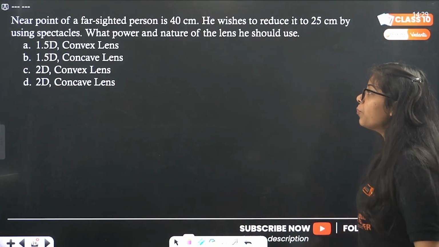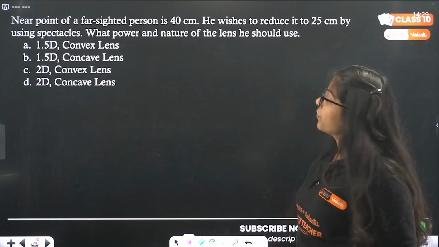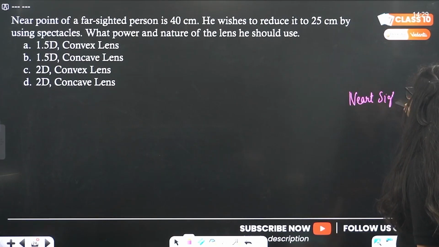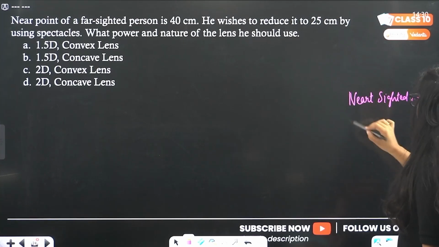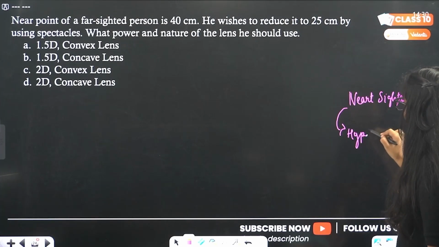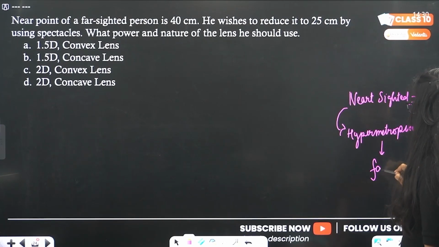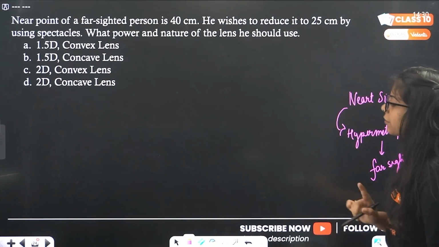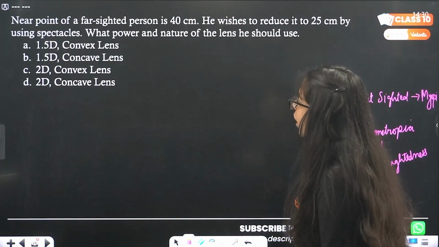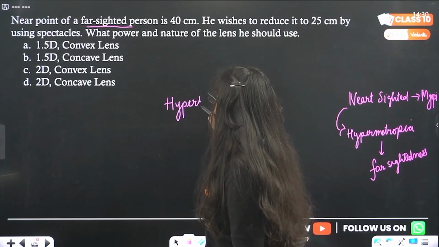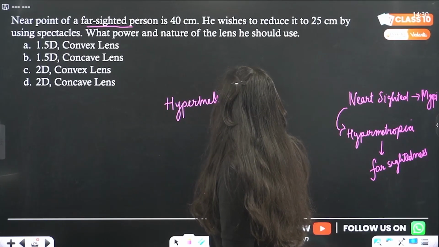What is this? The near point of a far-sighted person. Near-sighted is near-sightedness, we called that myopia, right? So hypermetropia will be far-sightedness. That means far away objects can be seen clearly, but nearby objects can't be seen clearly. Done? Now, the near point of a far-sighted person, that means hypermetropic eye, we call it hypermetropic eye.